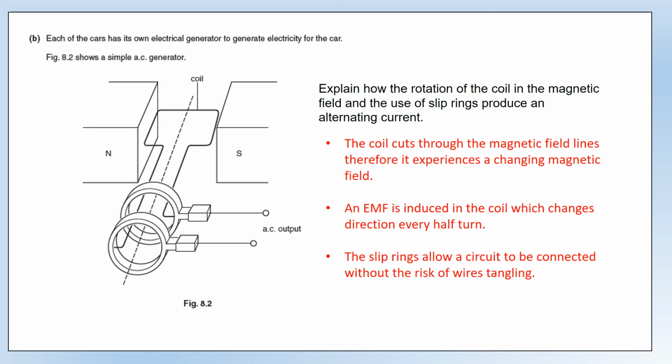Therefore, the coil experiences a changing magnetic field as it cuts through those lines. And whenever you get a changing magnetic field, an EMF is induced. And that EMF is going to be in a different direction every half turn, which is why we get an alternating current. And the reason we have those slip rings, which you can see right at the bottom of the diagram, is we need to be able to connect that into a circuit if we want to harness the generator. If we just had wires, they would get all tangled up as the wire spins. If we use slip rings, it makes it easier to connect into a circuit.